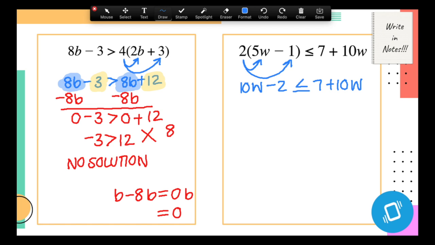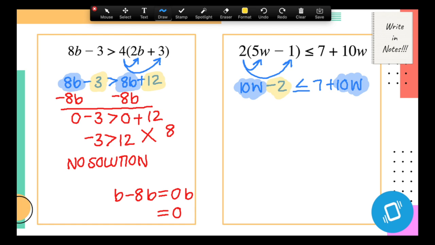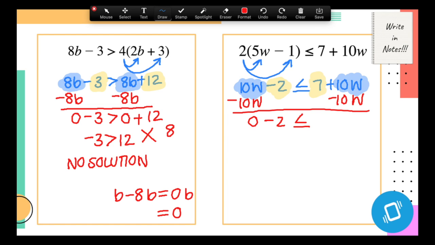Next step is to combine any like terms. I do see here that 10w has a like term with the other 10w, and then there's also negative 2 and 7. So I'm going to combine the 10w's first. When I combine the 10w's, I subtract 10w on both sides. And then I'm just left with 0 minus 2, and then plus 7. And so I get left with negative 2 less than or equal to 7.